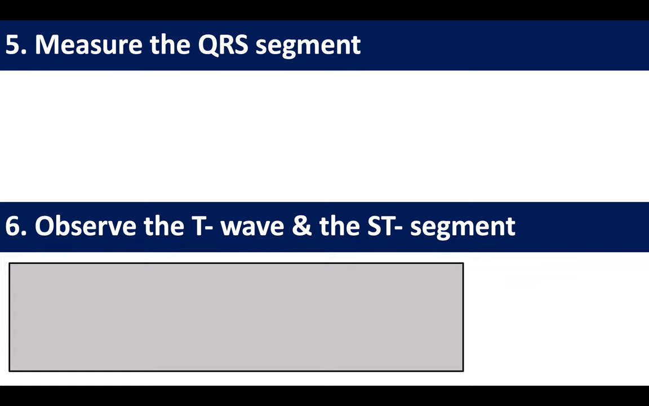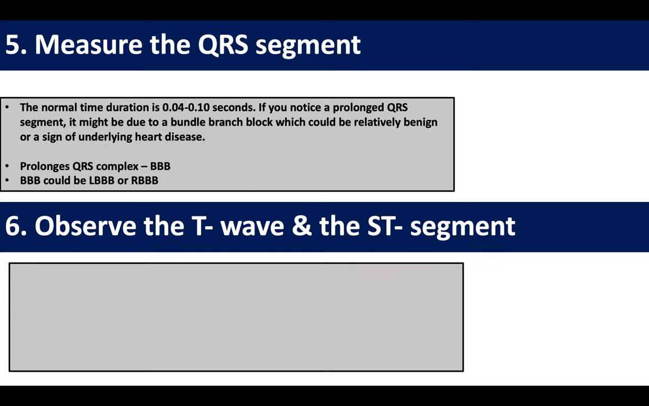5. Measure the QRS segment. The QRS segment is usually between 0.04 and 0.12. This is the smaller segment because it's the point where the ventricles contract. If you notice that the QRS is prolonged, this can make you think about bundle branch block, which could then be differentiated into left or right.